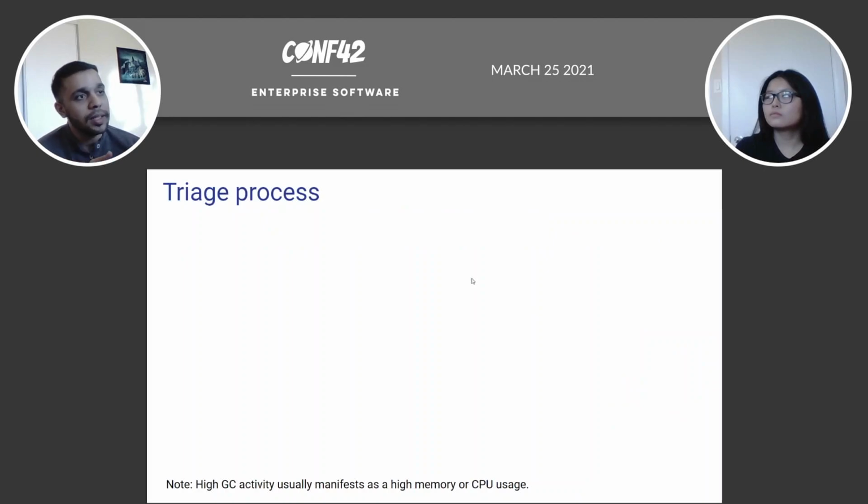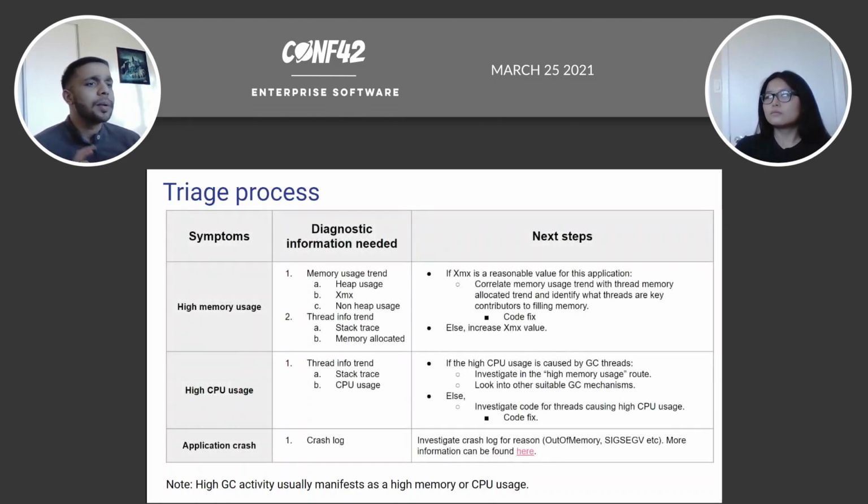Now that we're done with this, let's summarize the triage process for all the previously discussed performance issues. It can be done as follows. There are three primary symptoms: high memory usage, high CPU usage, or an application crash, where the application abruptly stops. In a high memory usage scenario, we are interested in the memory usage trend along with the thread information of the threads that have been running, the trend on that.